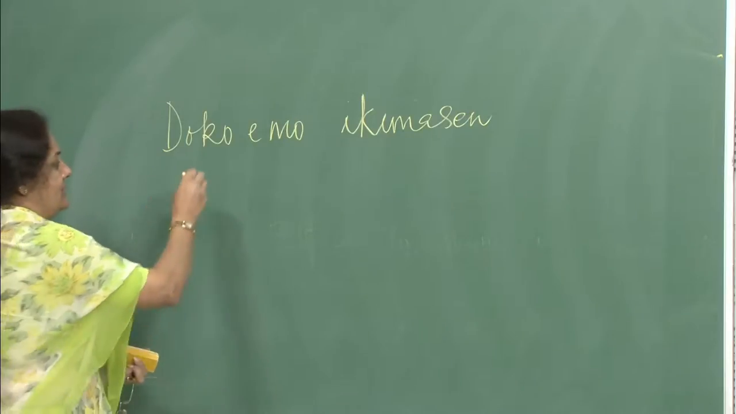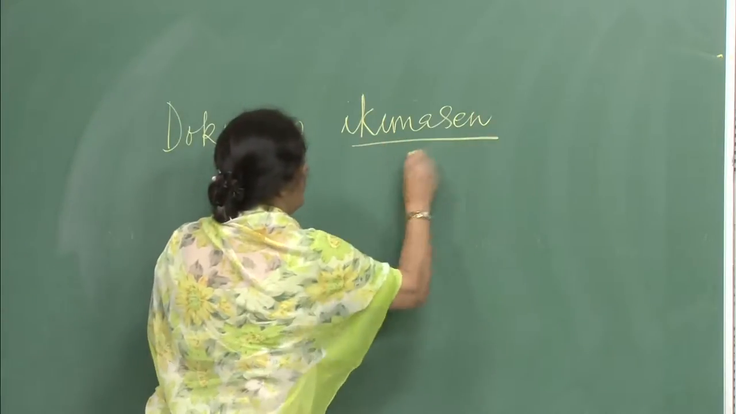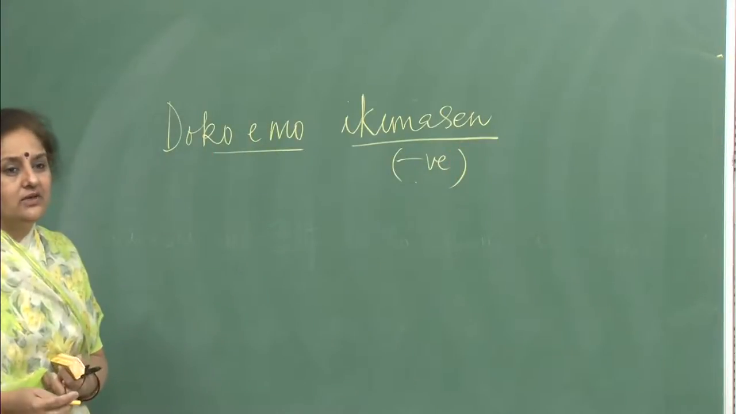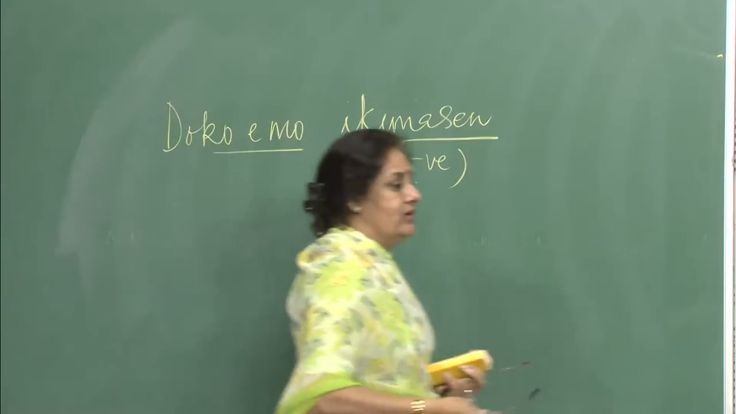So please remember that with doko e mo, the verb is always in the negative. Always you will use a negative verb. Doko e mo ikimasen.